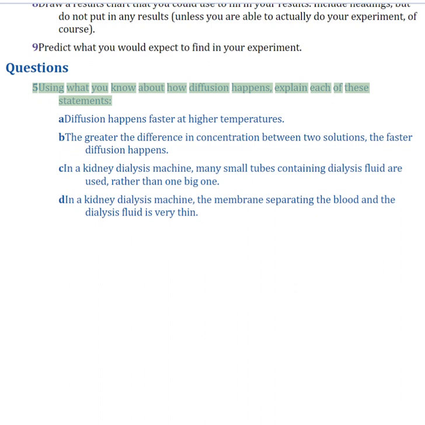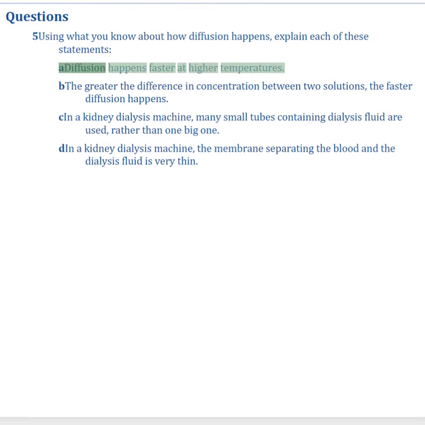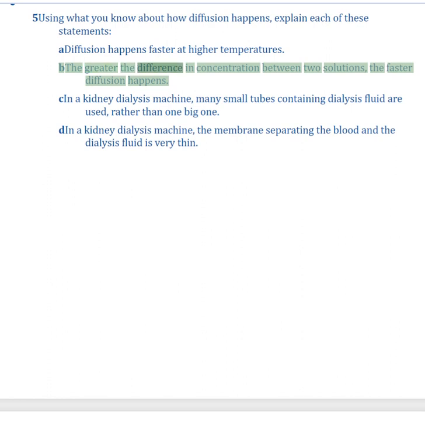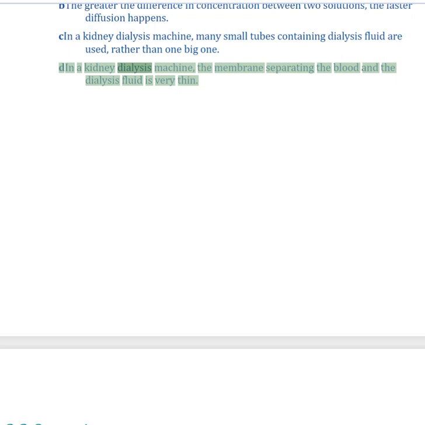Questions. 5. Using what you know about how diffusion happens, explain each of these statements. A. Diffusion happens faster at higher temperatures. B. The greater the difference in concentration between two solutions, the faster diffusion happens. C. In a kidney dialysis machine, many small tubes containing dialysis fluid are used, rather than one big one. D. In a kidney dialysis machine, the membrane separating the blood and the dialysis fluid is very thin.